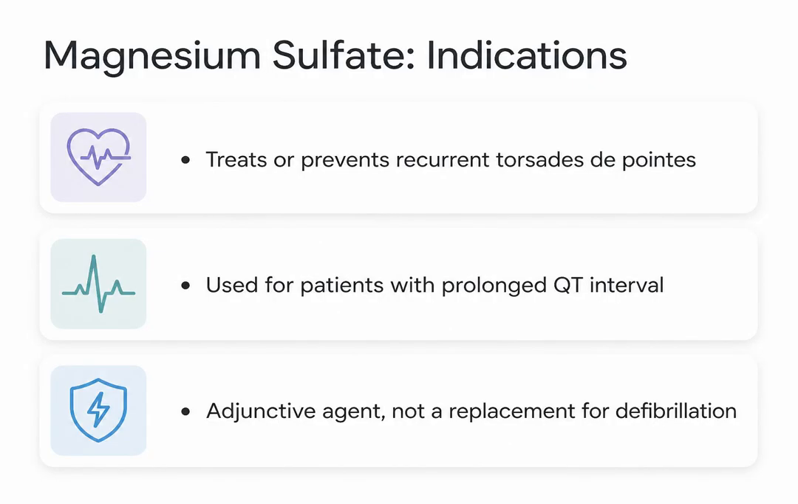Next, let's discuss magnesium sulfate. Intravenous magnesium is specifically used to terminate or prevent recurrent torsades de pointes, especially in patients who show a prolonged QT interval during normal sinus rhythm. Remember, for pulseless VT, immediate high-energy shock is the primary treatment. Magnesium is merely an adjunctive agent used alongside defibrillation.